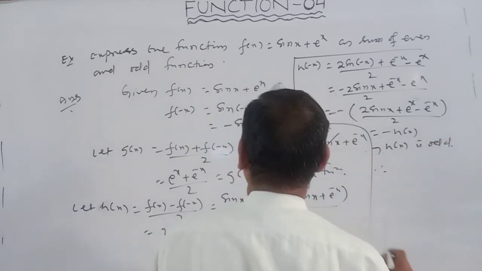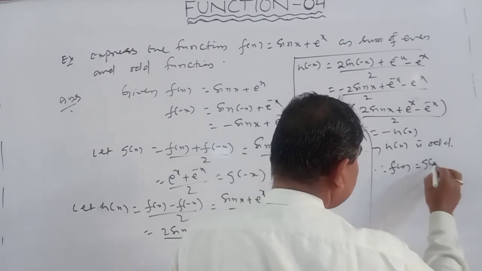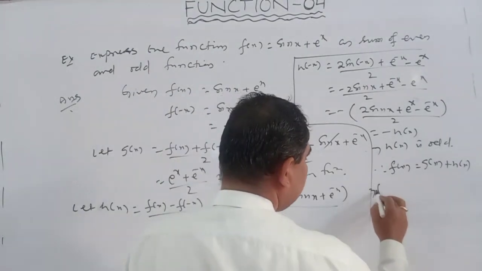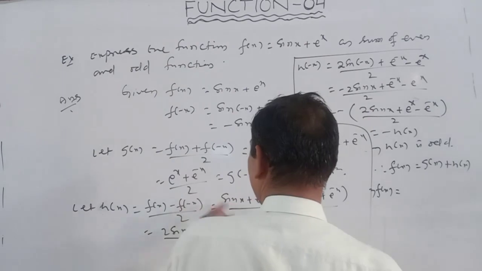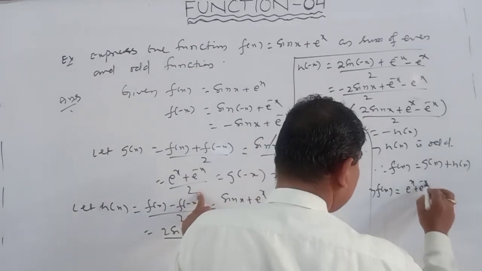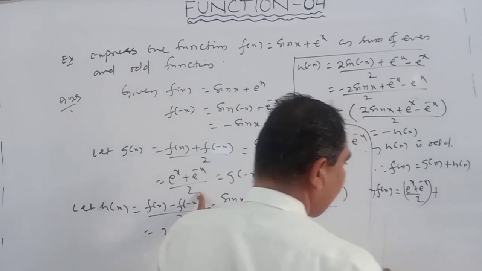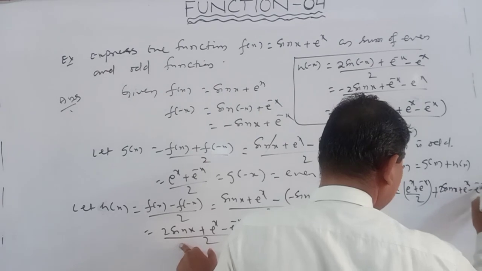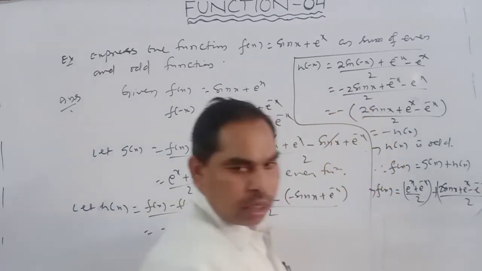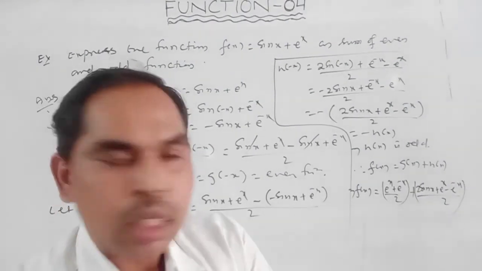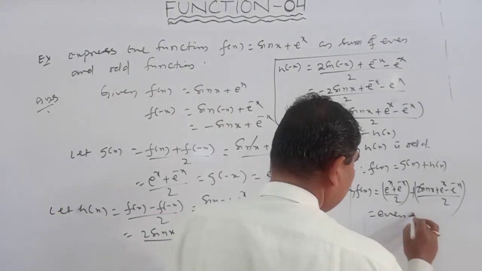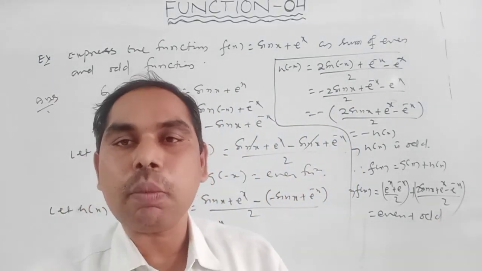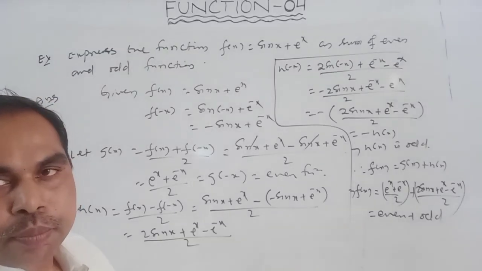Therefore, f of x is equal to g of x plus h of x. That implies f of x is equal to, what is g of x? g of x is equal to e to power x plus e to power minus x by 2, plus h of x. h of x is equal to 2 sin x plus e to power x minus e to power minus x by 2. This is odd function. This is odd. So this is even plus odd. So any function can be uniquely expressed as a sum of even and odd function.